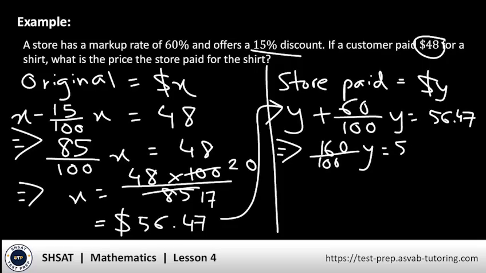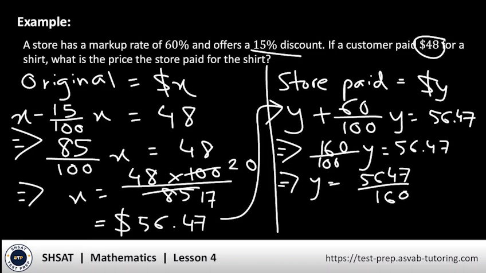I just need to now continue to solve for the value of Y. I can now actually do cross multiplication. So 56.47 times 100 is 5647. The decimal is now going to be removed, over 160. So now if you just do the math and round it off, the answer is going to be approximately $35.29. Okay, so that is it for this question.